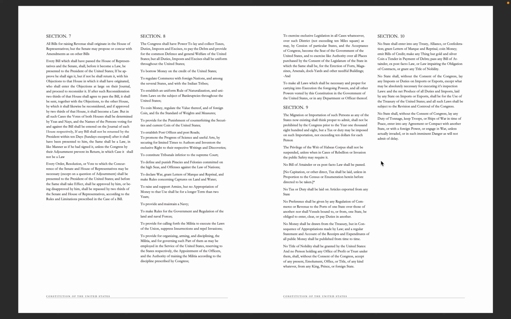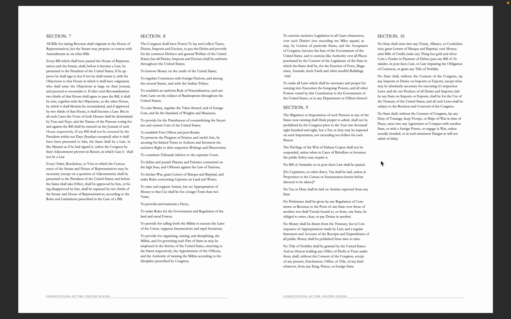Underneath that, it says, "no money shall be drawn from the Treasury, but in consequence of appropriations made by law, and a regular statement and account of the receipts and expenditures of all public money shall be published from time to time." This essentially regulates how federal employees can authorize payments by the Treasury Department.